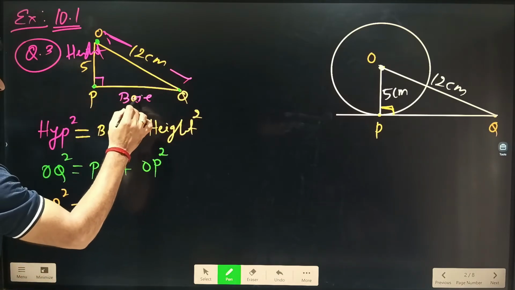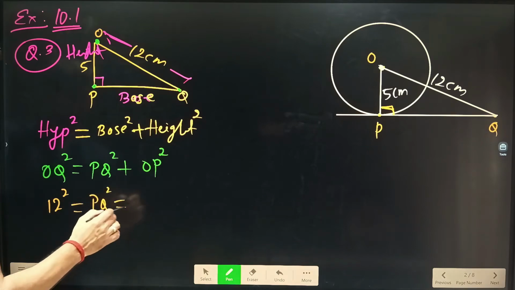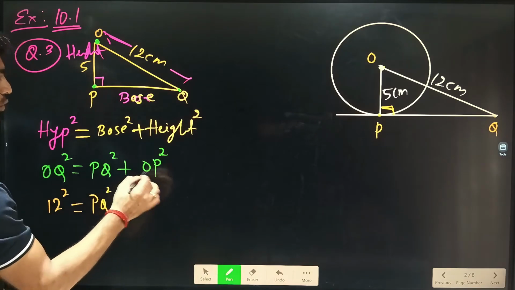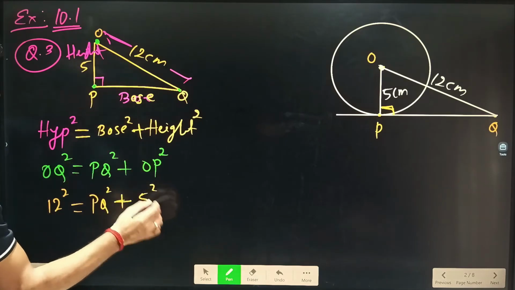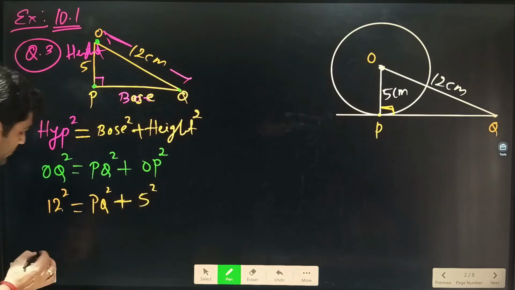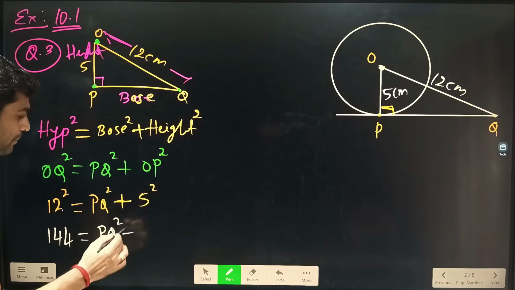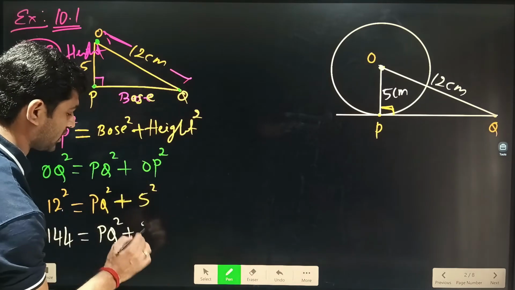Base. We don't know the base value, right? So let's keep it as PQ. PQ square plus what is next? OP. What about OP? 5 square. So my dear friends, 12 square means 12 into 12, which is 144, equal to PQ square plus 5 square, which is 25.